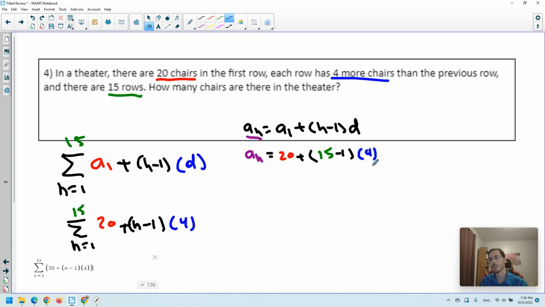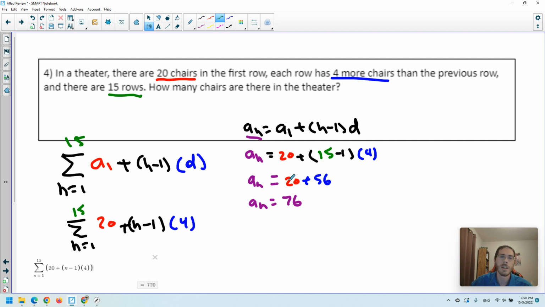So, I mean, again, doesn't look too bad because we have all of this information. We can simplify everything kind of quickly. So we're going to get 20 for a sub 1 still. 15 minus 1 is 14. 14 times 4 should be 56. 20 plus 56 is 76. And then we have to use the sum formula again.